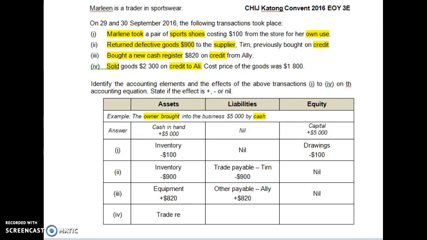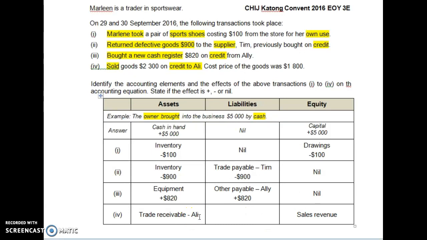Every time we sell to a customer on a credit basis, we will write the account trade receivable because we expect to collect money from our customer in the future. And because we sell, we are going to increase our equity. Alright, now, because equity is made up of 4 things, besides capital, it is also made up of income. And what reduces it is drawings, like it was mentioned in the first transaction, and also expenses, which you will see in a while.